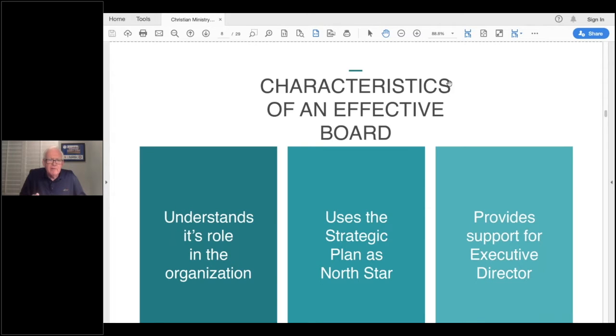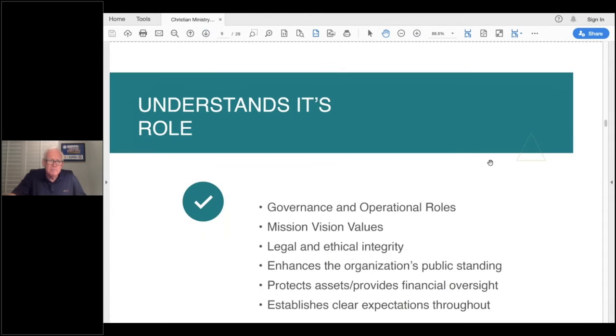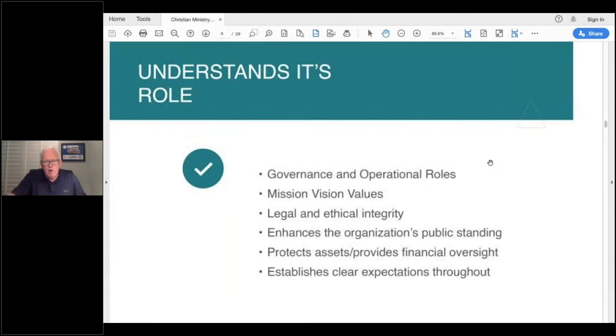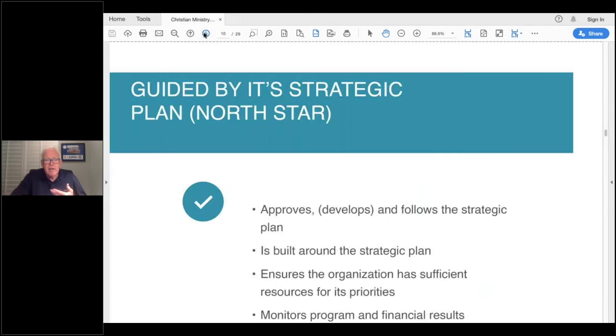First of all, an effective board and its directors understand their role in the organization, and they use the strategic plan as their guide, as their North Star, and they are as supportive as possible for the executive director. So as far as understanding the role goes, they understand the governance versus mission and their operations and their legal integrity and their responsibilities. And they understand about setting expectations and controlling them, setting reasonable ones and having metrics.